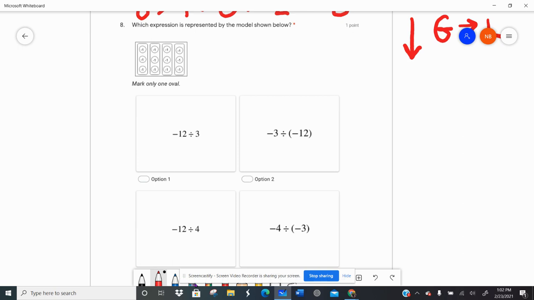Now let's look at our integer model. It says, which expression is represented by the model below? So let's look.